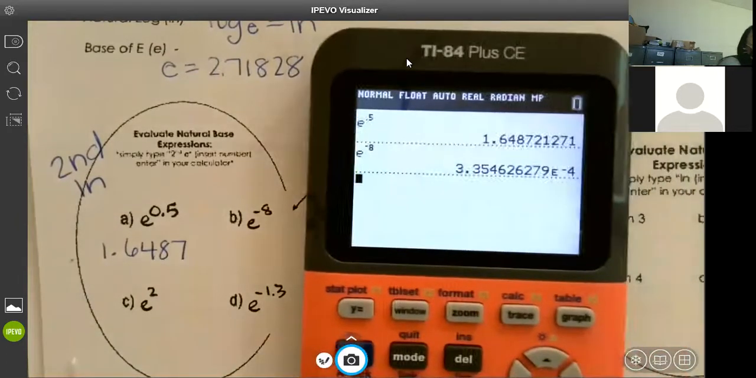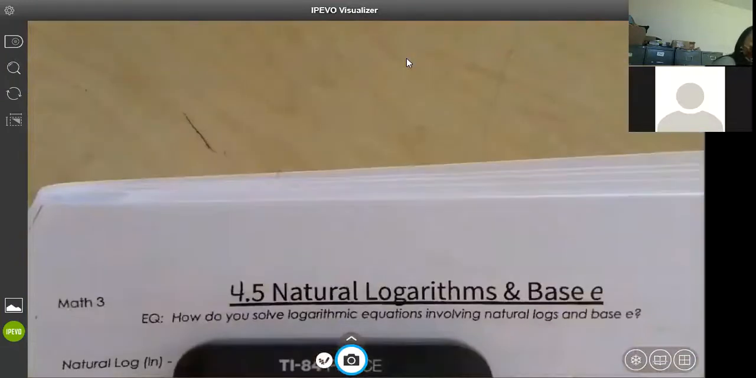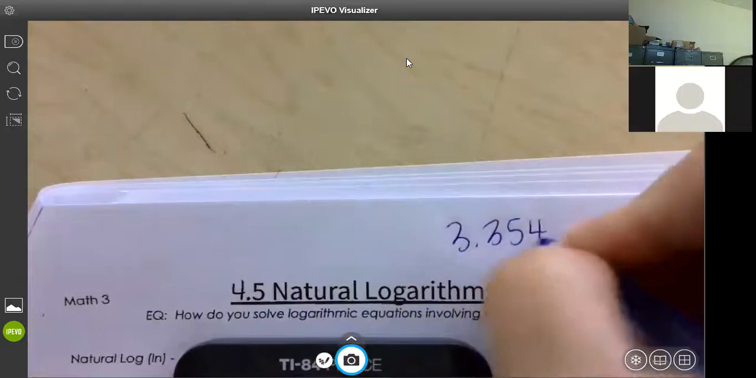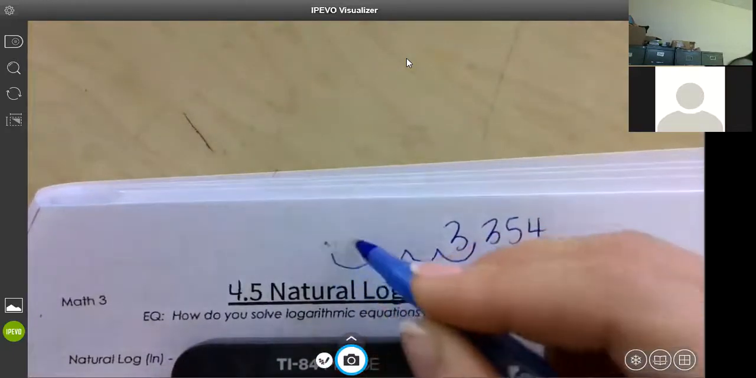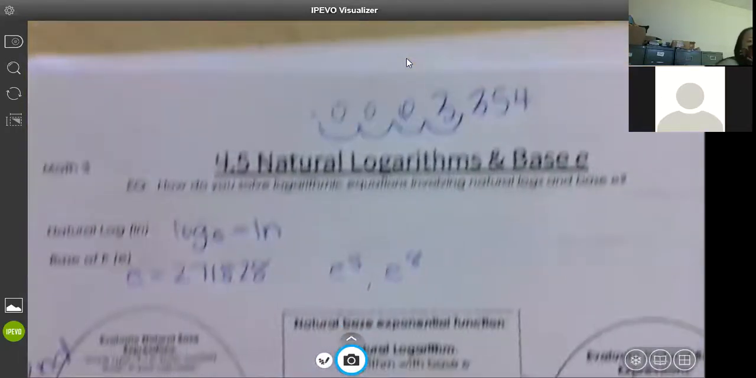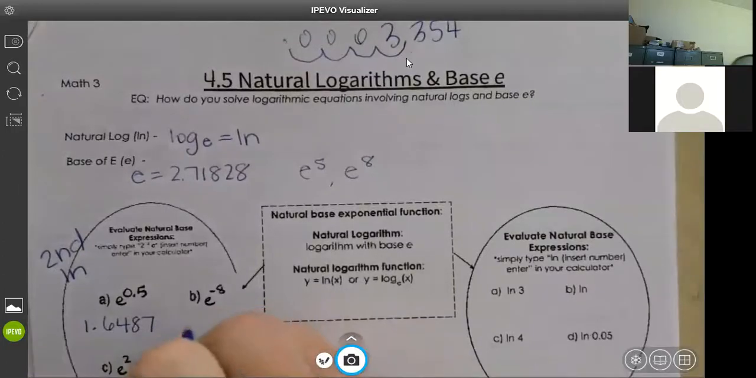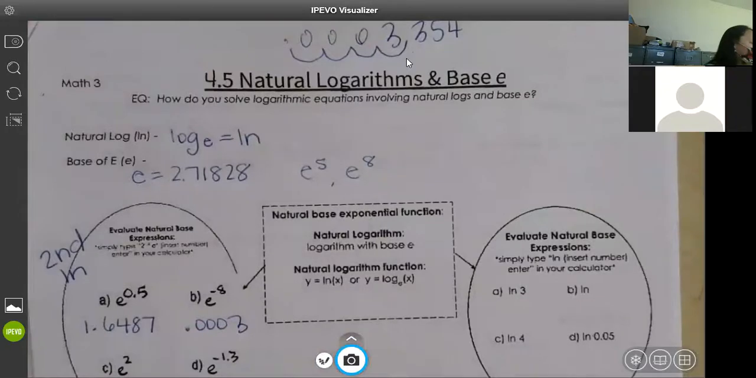Be careful on this one. You guys see the e to the -4. That's scientific notation for times 10 to the -4. That means I'm going to put it up here so I can show you. 3.354, move the decimal back 4 places, and then fill in each hump with a 0. So to go 4 decimal places, e to the -8 is going to be 0.0003 if you do 4 decimal places.